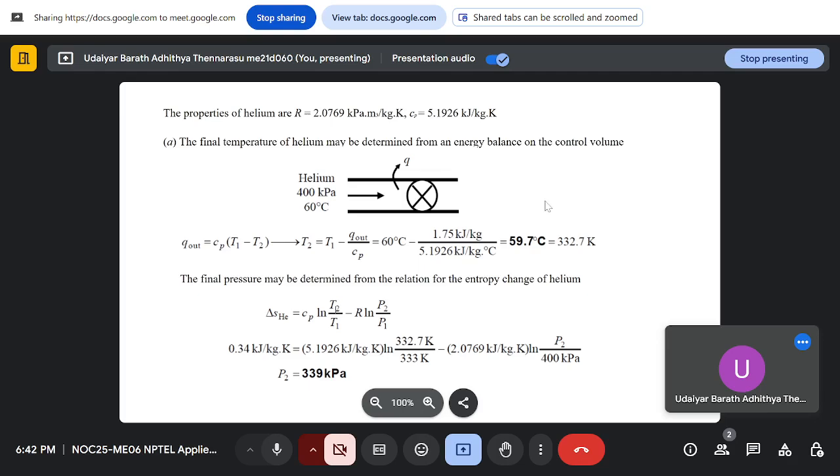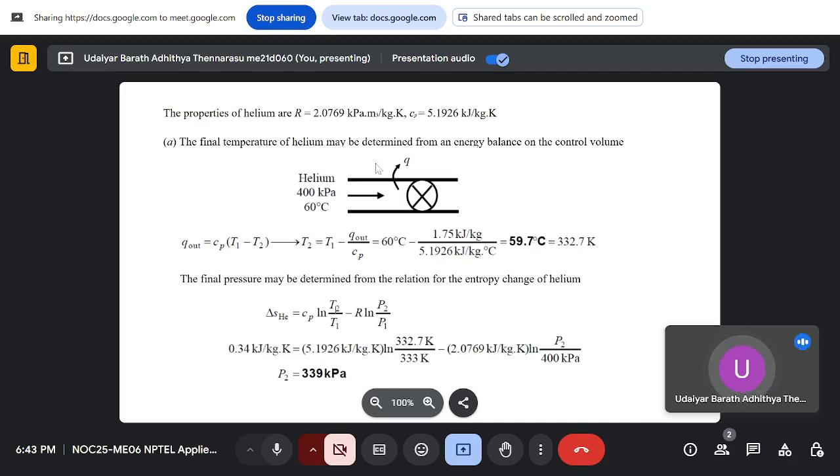So for helium, the gas constant is 2.0769 kilopascal per kg Kelvin, so Cp is 5.1926 kilojoule per kg Kelvin. What we need to find first is the final temperature, and we'll apply an energy balance across this valve. Helium comes in at 400 kilopascal and 60 degrees Celsius and passes through the valve, and there is heat transfer to the surroundings.